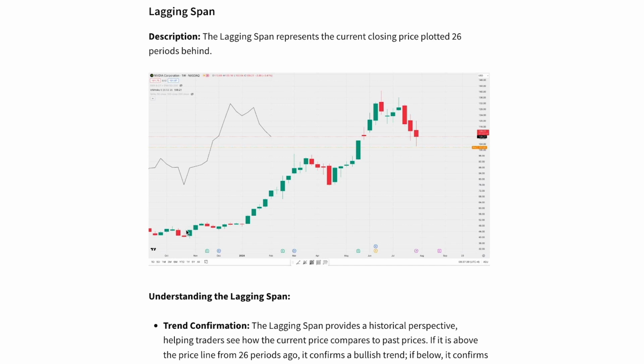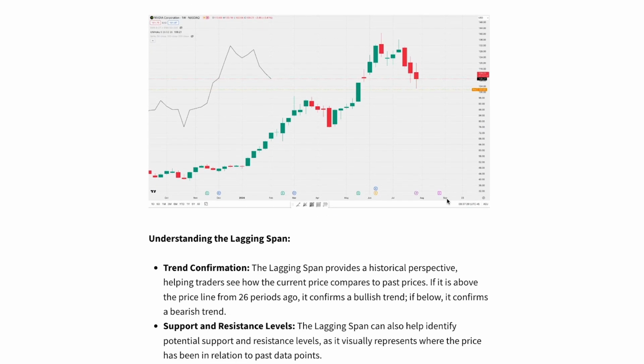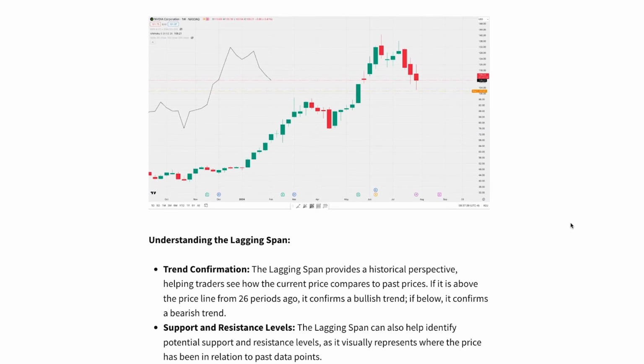So basically when price action here is below the lagging span, that is bullish, because that means that in the future, the price is higher than it's been in this area. So when price is below the lagging span, that's bullish in this scenario. And then if price were to be above the lagging span, then that would be bearish, because that would indicate that price has come down in the future, or the 26 periods before this point here. So the lagging span can be used for trend confirmation.